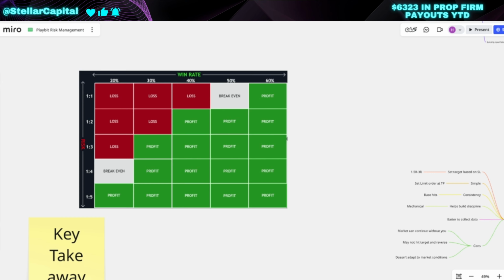Right here, you can see the win rate and how much R you're looking for. We know that the displaced orb has roughly a 45 to 55% win rate. We're just going to use a rough estimate. We know it's right around that 50% though. So if we just use a fixed 2-to-1 risk to reward, we know that we are going to profit.